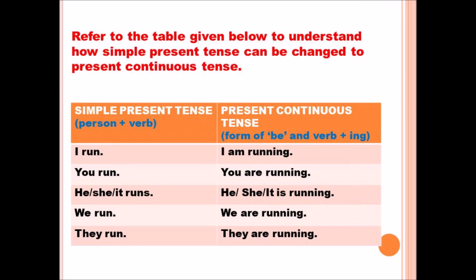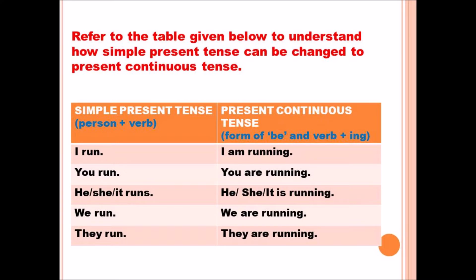Here I have given a table to compare simple present tense and present continuous tense. Refer to the table given below to understand how simple present tense can be changed to present continuous tense. So now here we are going to change the simple present tense to present continuous tense. So listen carefully. In the first column we have given simple present tense and the second column is present continuous tense. As I already said, what is simple present tense? How will it be?